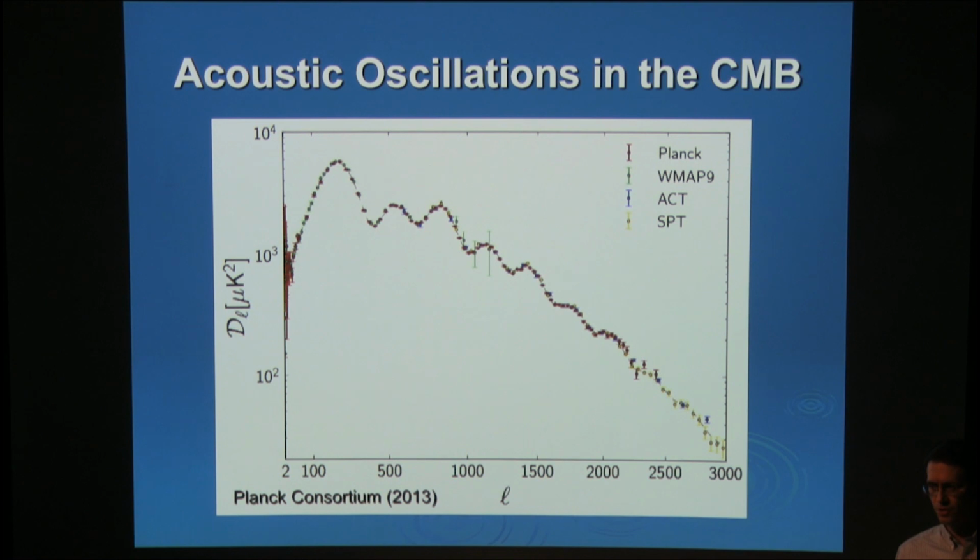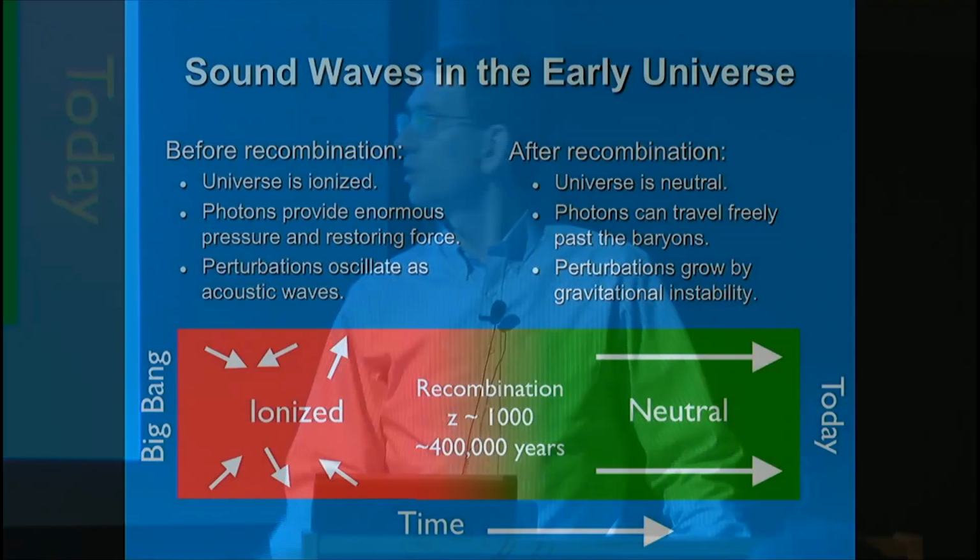You're seeing a harmonic, a fundamental mode and then the harmonics of it. Much like an organ pipe, where you get the fundamental mode and then you can get overtones of that mode. So what's causing this? These are actually caused by sound waves that propagate in the early universe.